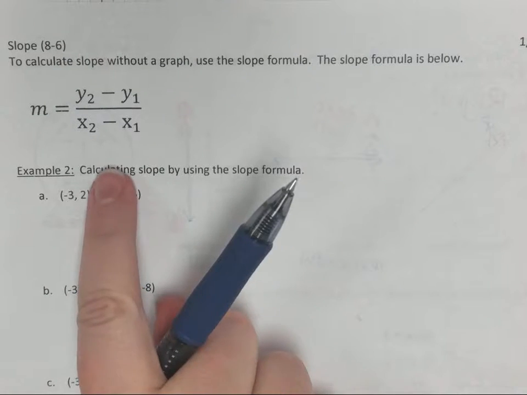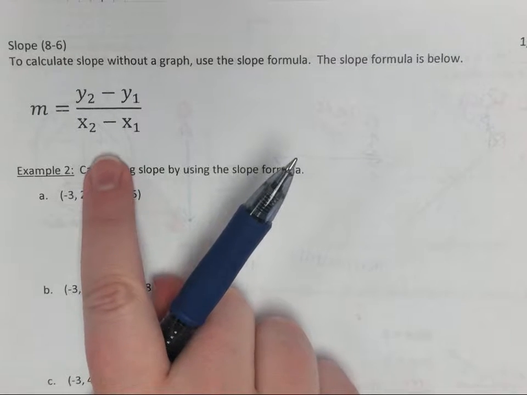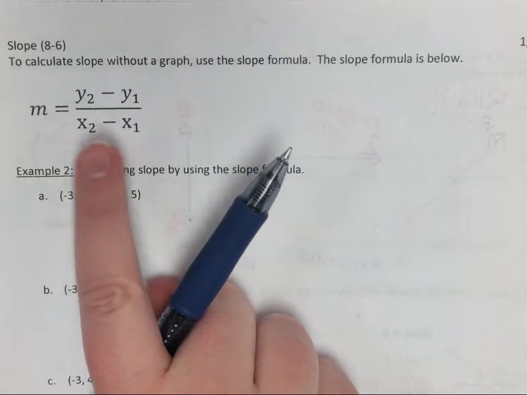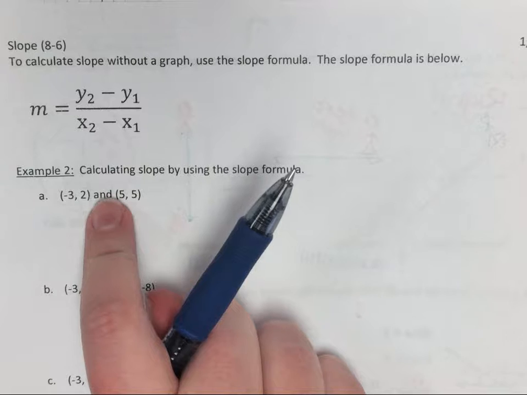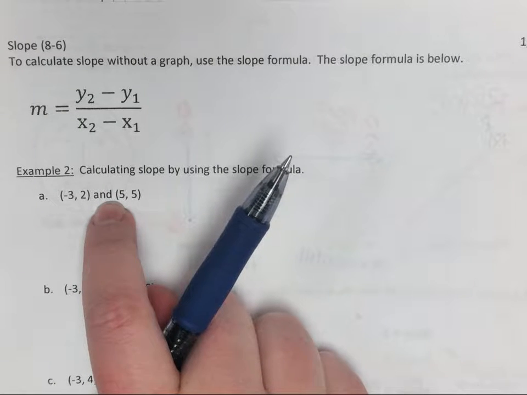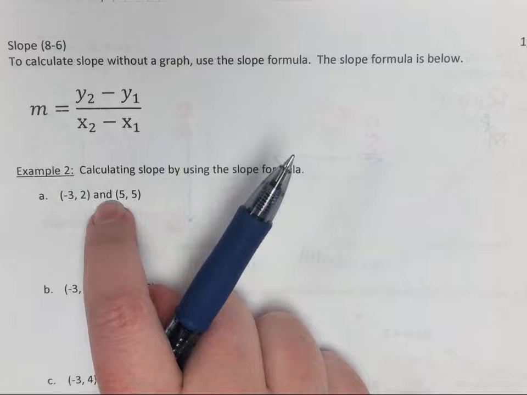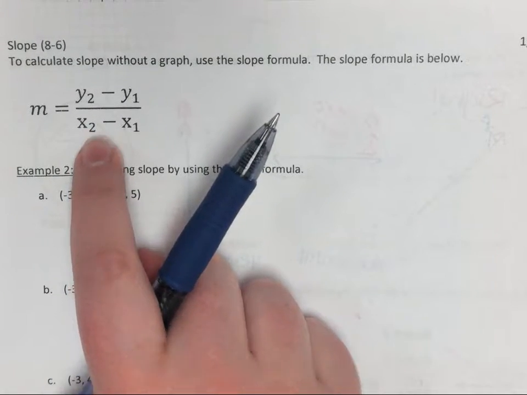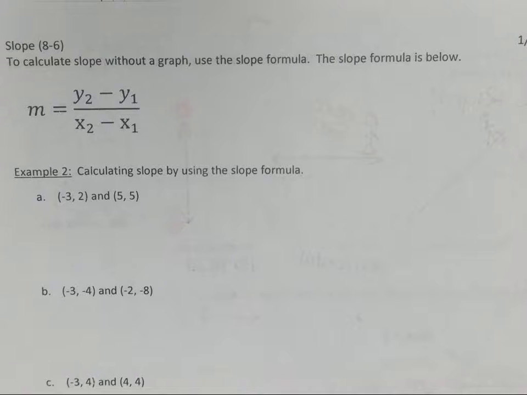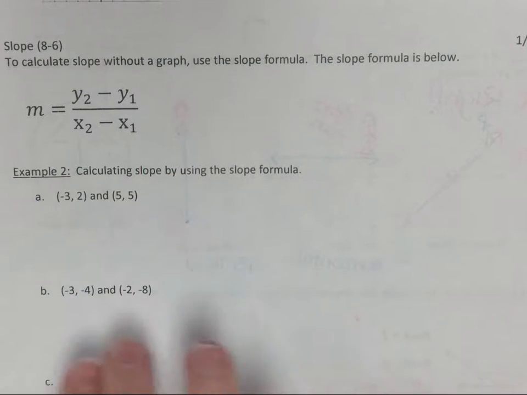Okay? So, let's talk about this formula. We use this formula when we're given 2 points, okay? Because here's what I don't want to do. If I'm given 2 points, I don't want to have to go get graph paper, make a graph, plot these 2 points, connect the dots, make a triangle, calculate the rise, the run, and put it in a fraction. Ain't nobody got time for that, okay? That's why we have the slope formula. We could do it that way, but this would be a better way to do it in this type of situation.